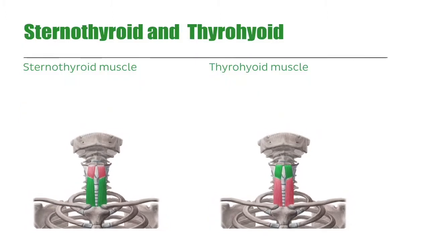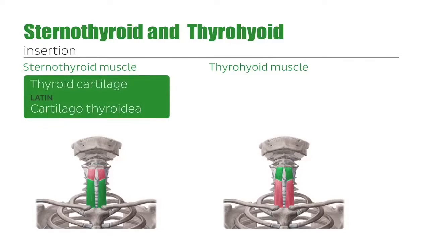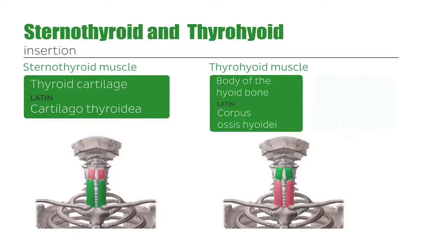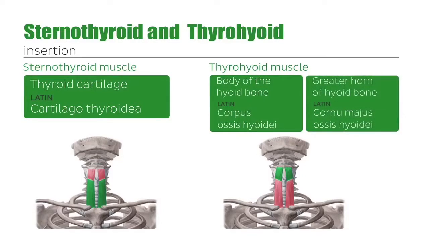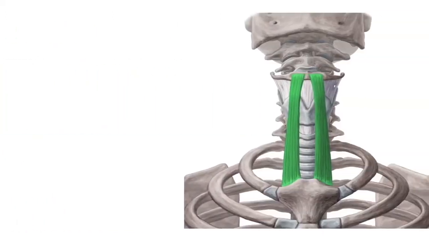When it comes to the different insertion points for these muscles, because one is a continuation of the other, the lower one, the sternothyroid muscle, inserts at the thyroid cartilage. The thyrohyoid muscle then runs until the body and also the greater horn of the hyoid bone. And you can clearly see here the insertion point for the sternothyroid muscle and also the insertion point for the thyrohyoid muscle.